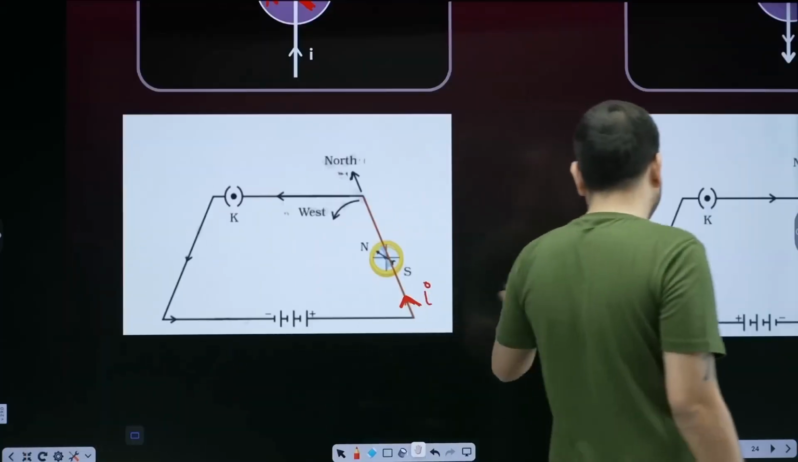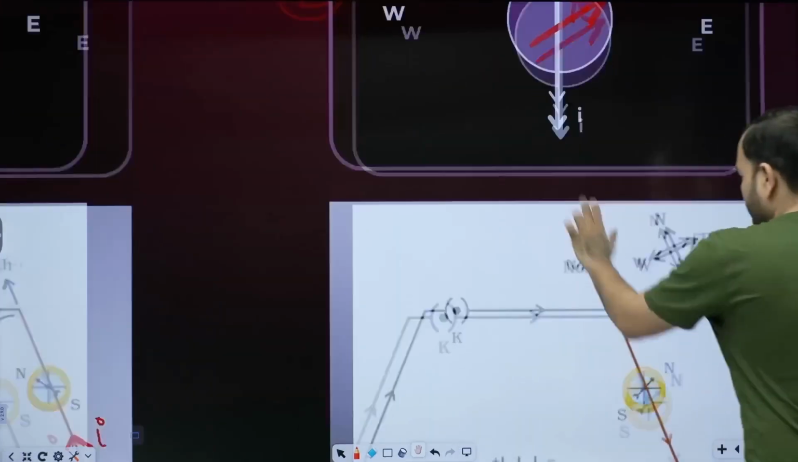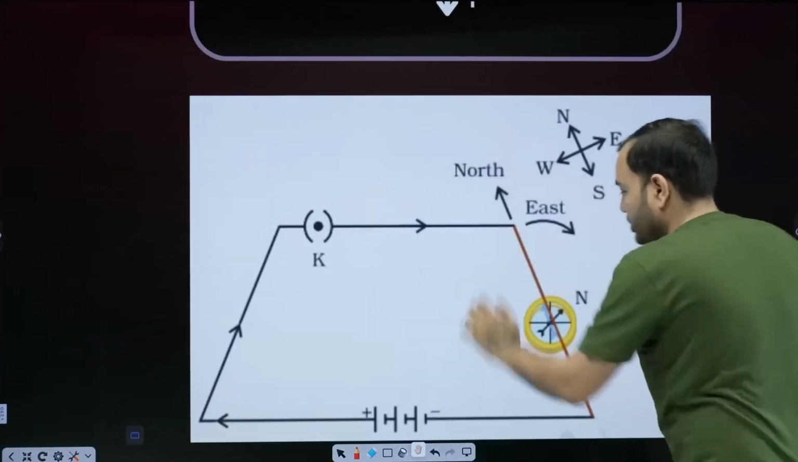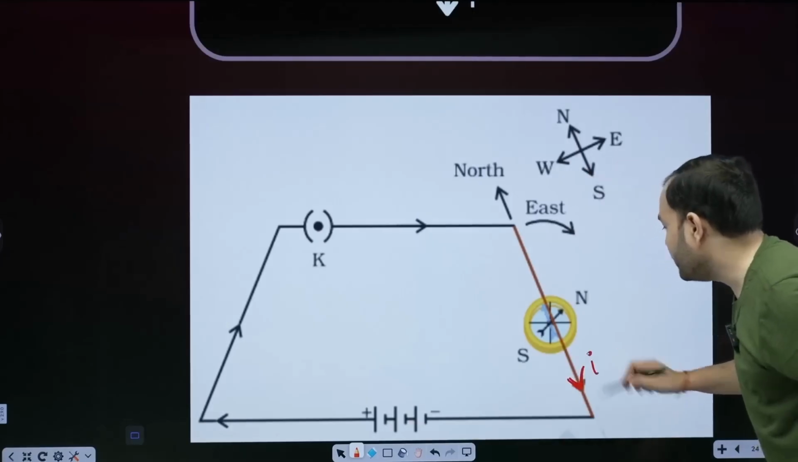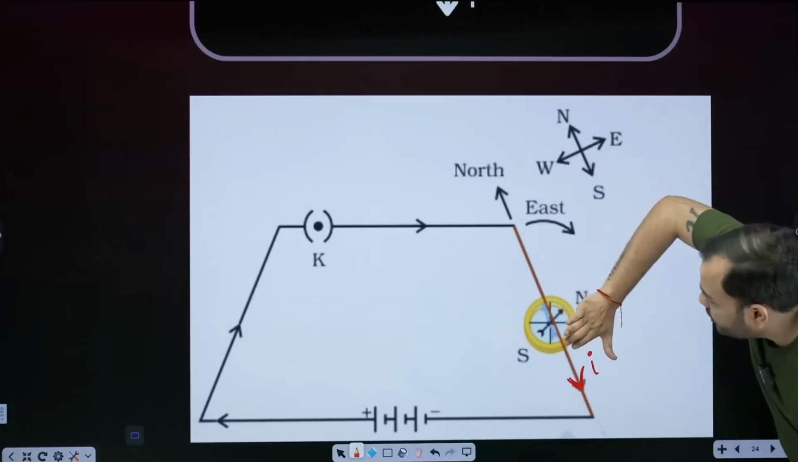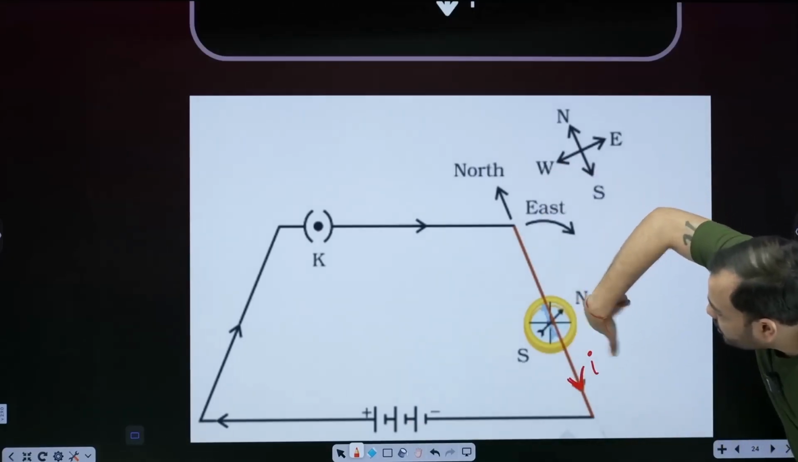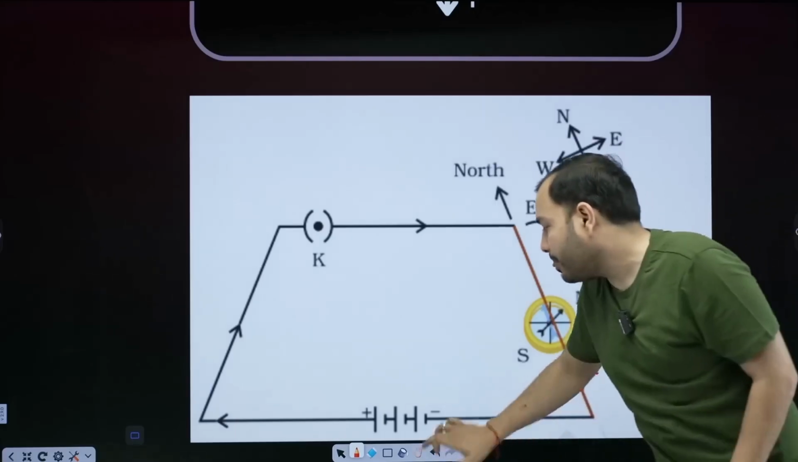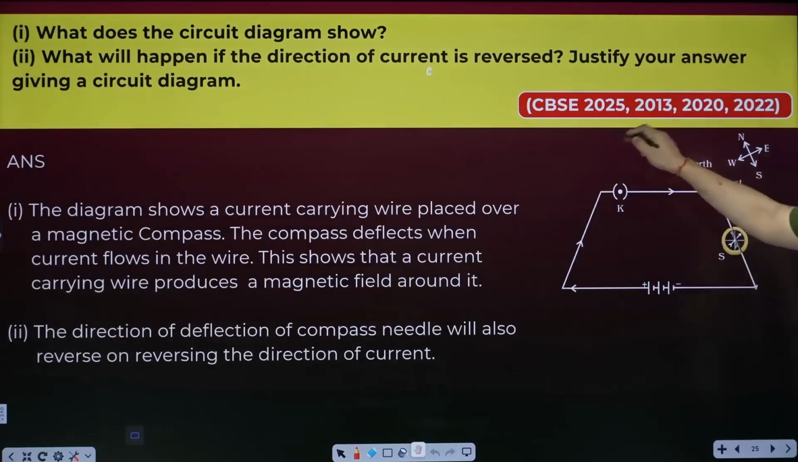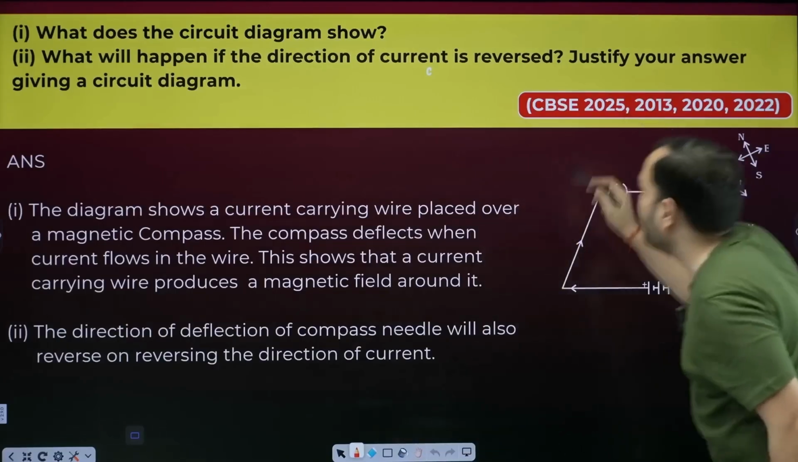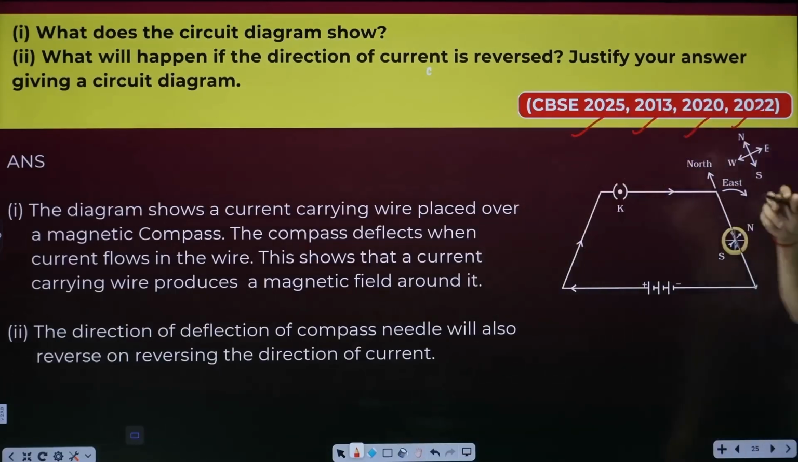The same thing is shown in the second diagram too. The direction of the current has been changed. Where is the current going? It is going downwards in this one. The compass is placed below it. Going down, the magnetic field is like this. So north came here. Is it clear? Why are you teaching this, sir? Because it was an activity and a question has come on it. It came in 2025. It came in 2013, 2022.